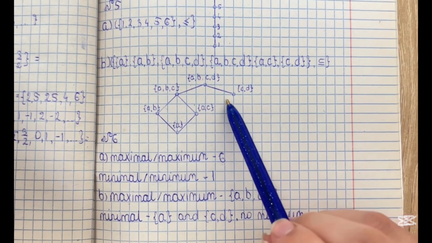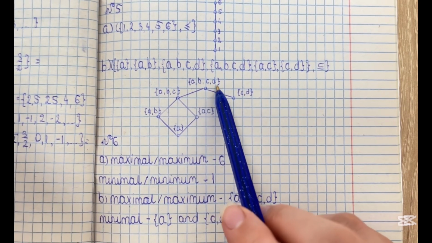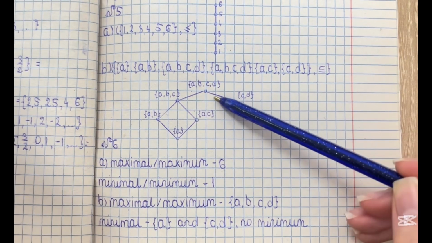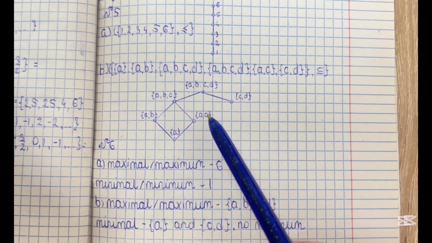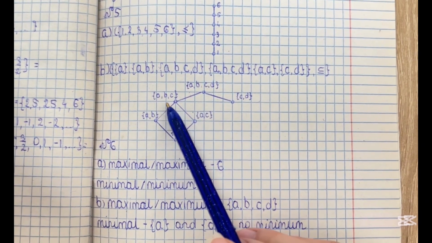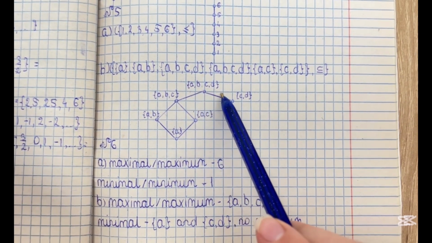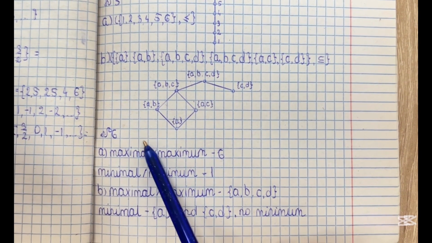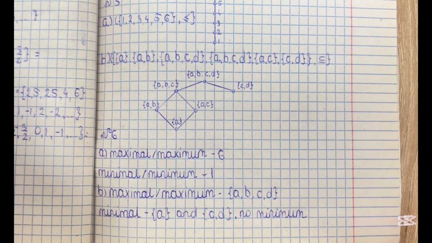That's it. Part B is a bit more difficult, as here we have the subset sign. That's why we should draw the Hasse diagram in such a way that on the top we have the set that contains the biggest number of elements, and on the bottom we have the set that contains the least number of elements. So here, for example, the set containing A, B, and C is a subset of A, B, C, and D.